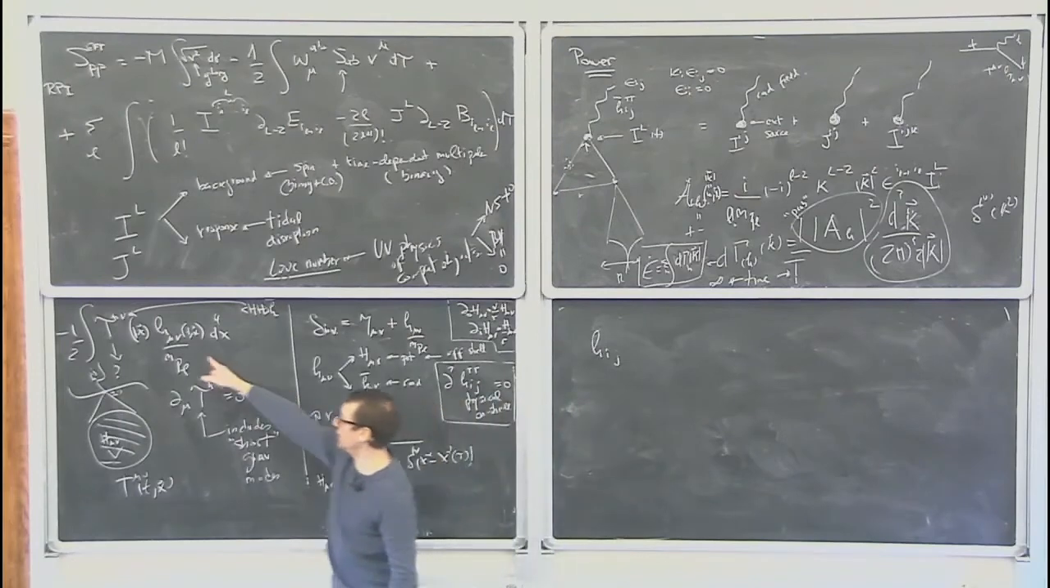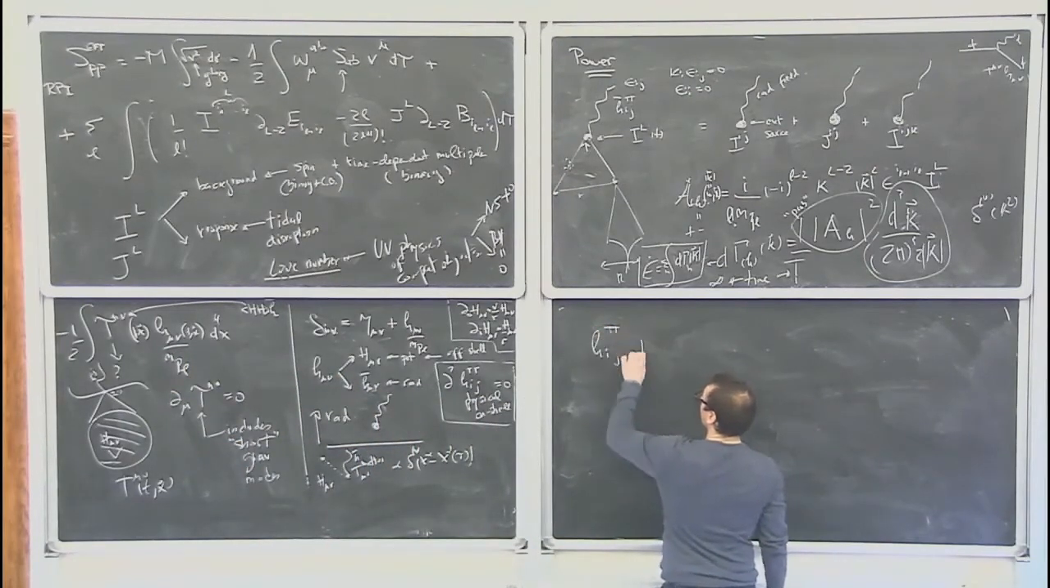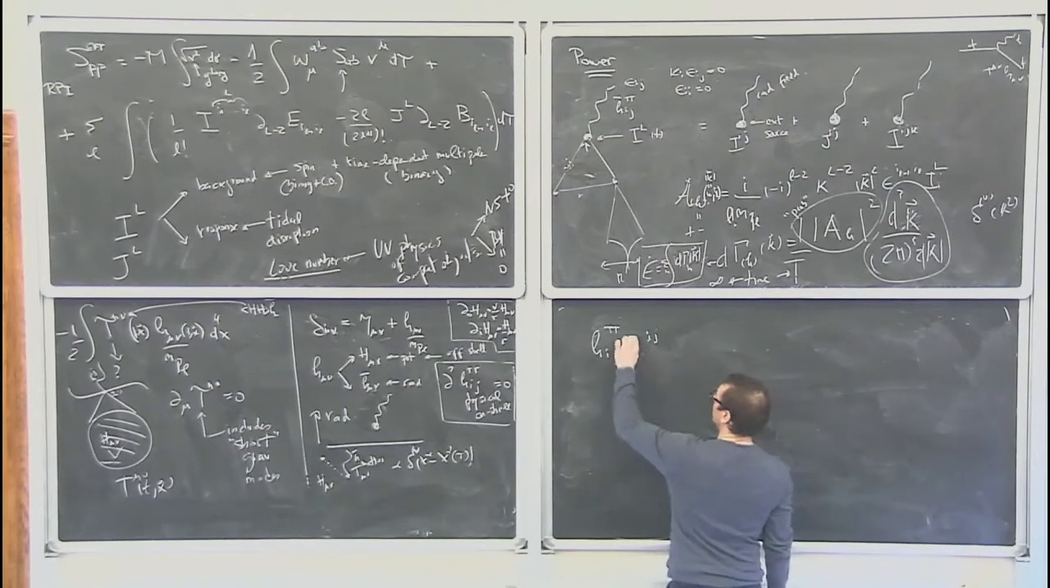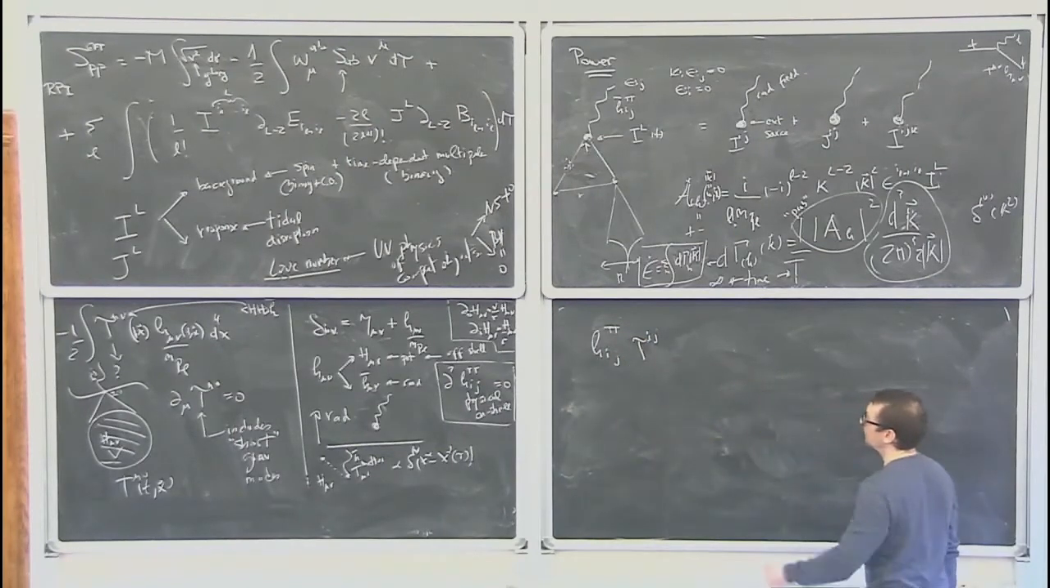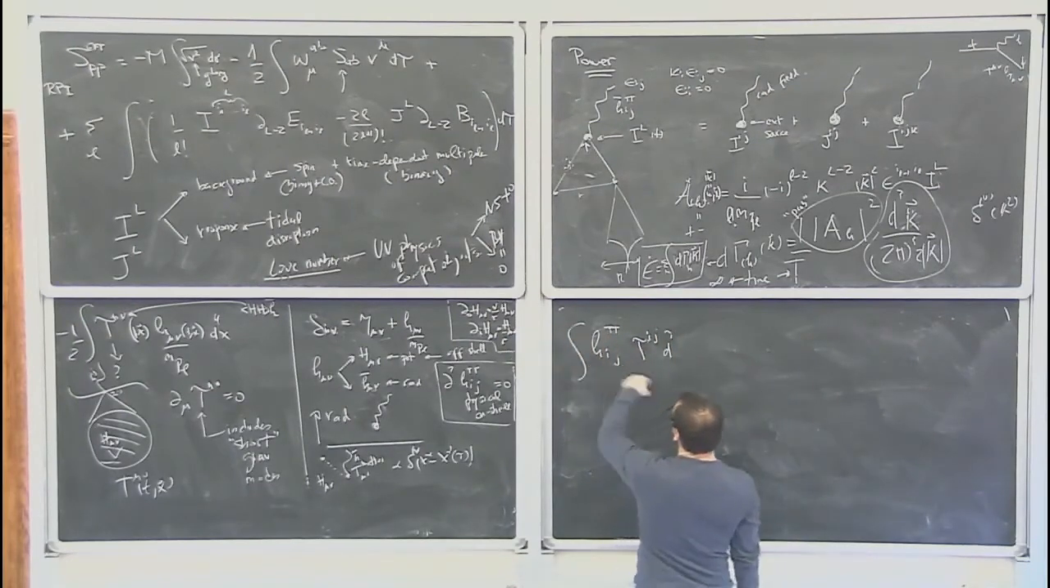We can match on shell by going to the TT gauge. And this is our big tensor. So this is what we're going to look at in both theories. I'm going to put TT over there, and I'm going to put TT over here.